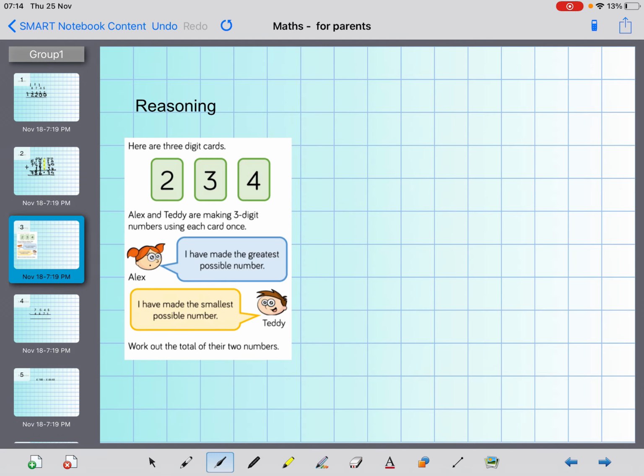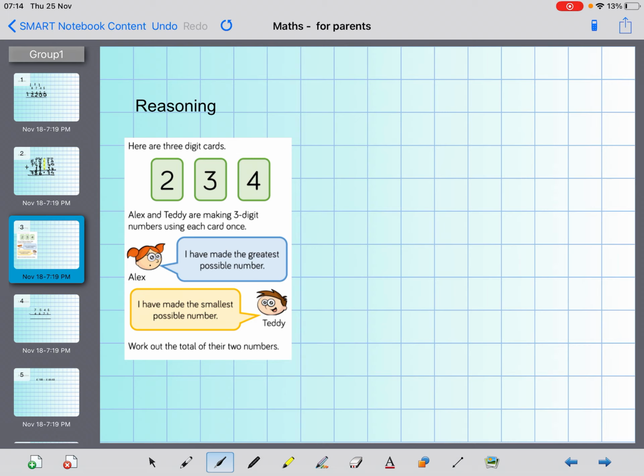Moving on to a reasoning question. We've got this example here. Here are 3 digit cards. Alex and Teddy are making 3-digit numbers using each card once. Alex says, I have made the greatest possible number. Teddy says, I have made the smallest possible number. Work out the total of their 2 numbers.